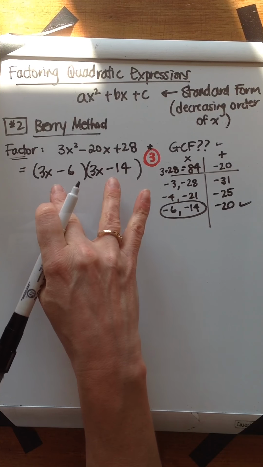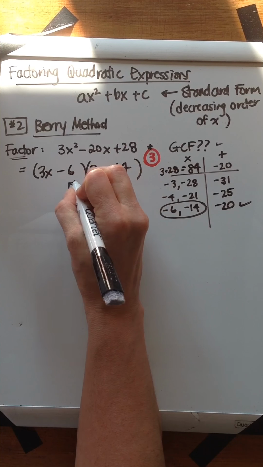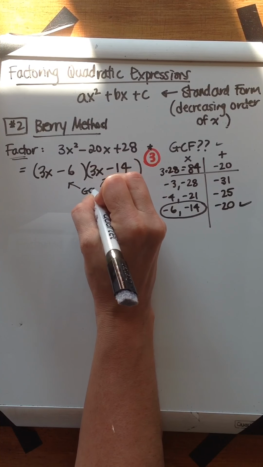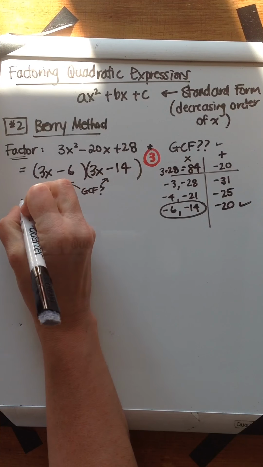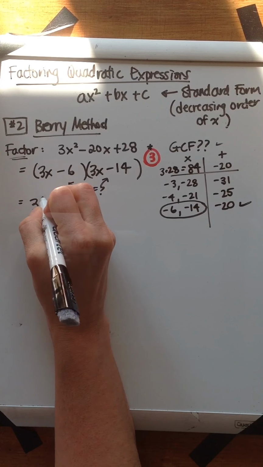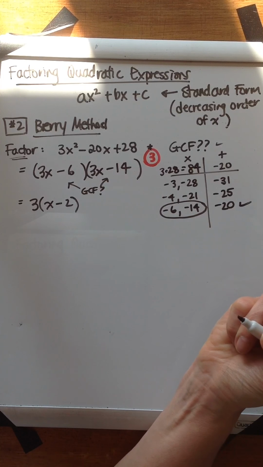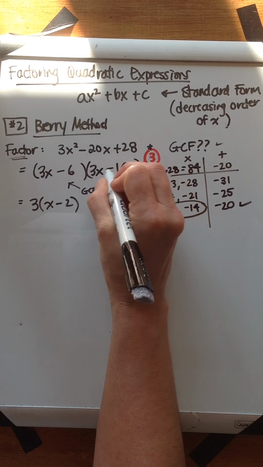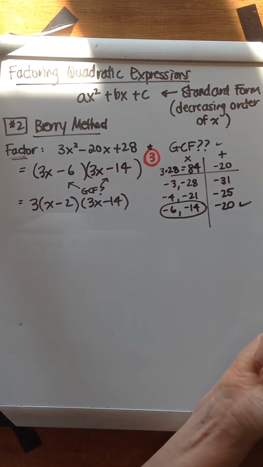In the Berry method, the next step would be to look at both of these terms and ask yourself, do either of them have a GCF that could be pulled out? So when I look at this first one, I recognize that 3 is a GCF that could be pulled out, and that would leave me with x minus 2. This one has no GCF, 3x minus 14.